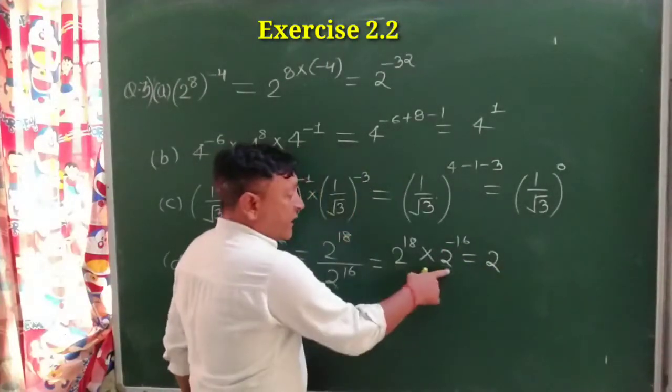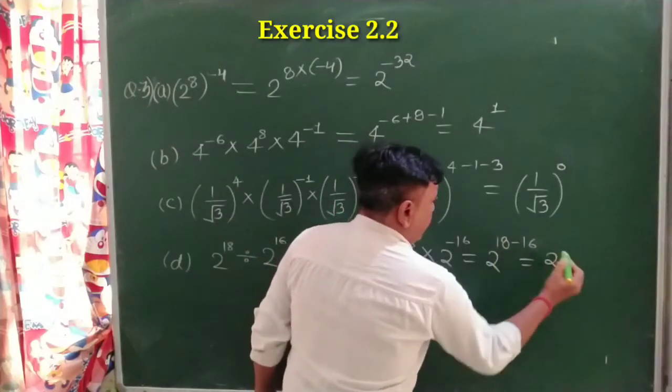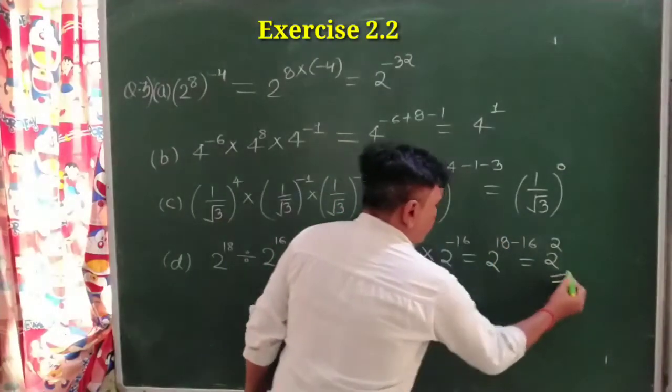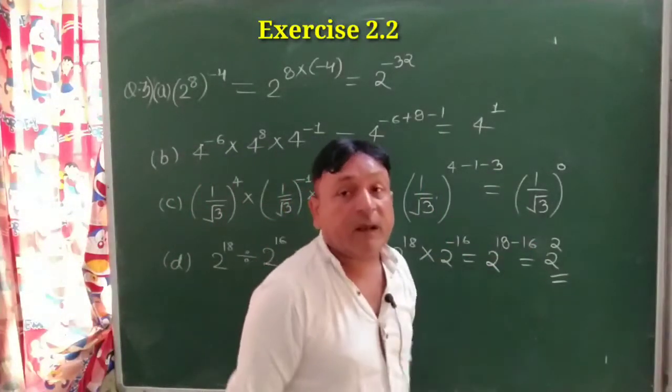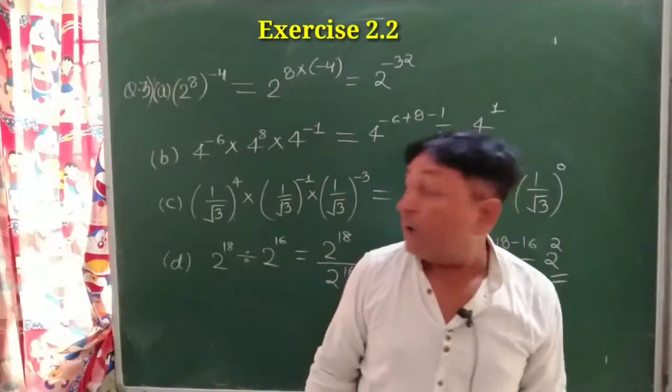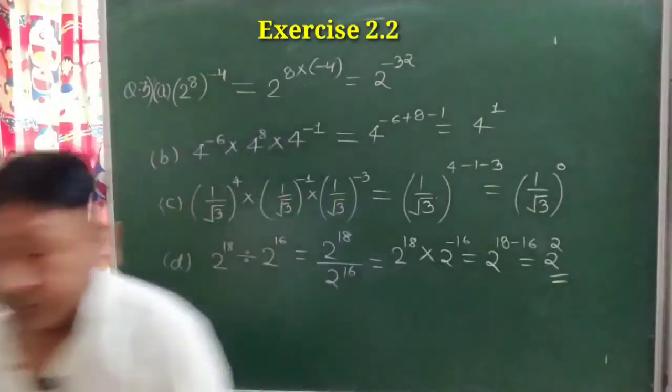Now bases are same, so we can add the powers. 18 minus 16, the answer will come 2 raised to the power 2. No need of solving further because we have to give the answer in the exponential form. I have done 4 parts, 1 part you will do. Note it.